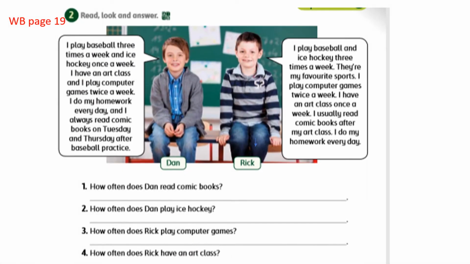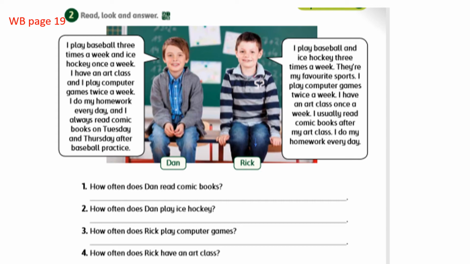Now we have 2 texts. عندنا نصين. We have questions about these texts. We have Dan and Rick. Read and look and answer. Dan: I play baseball 3 times a week. So how often does Dan play baseball? 3 times a week. And ice hockey once a week. He plays ice hockey once a week.